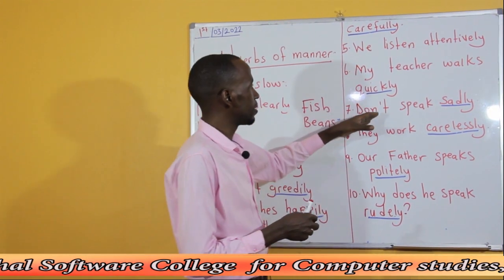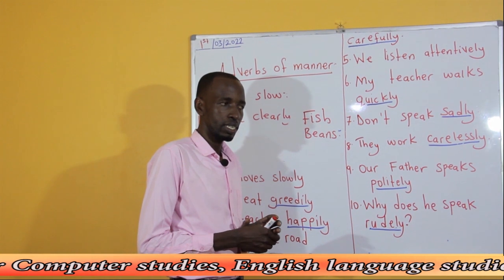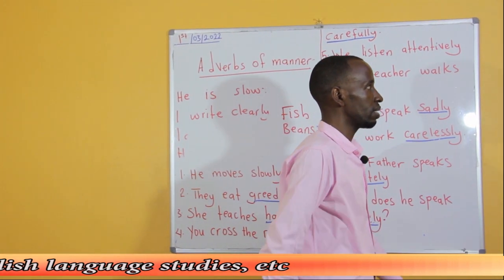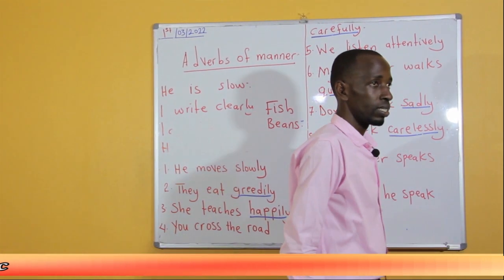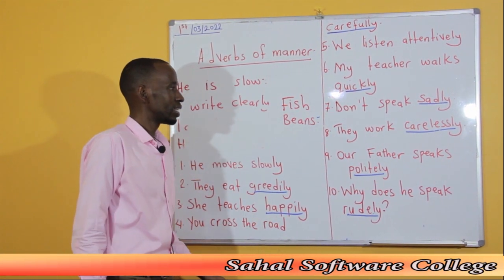Now, next one is number 6. My teacher walks quickly. This is quickly. But slowly, if I say my teacher walks slowly, like that. So, that's the way how I walk.